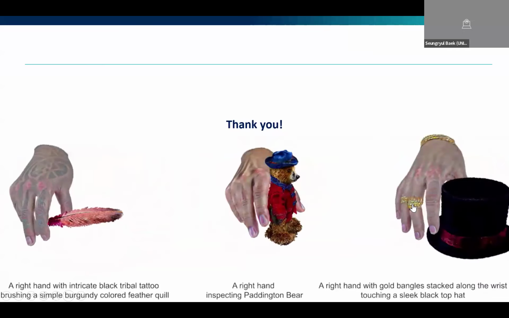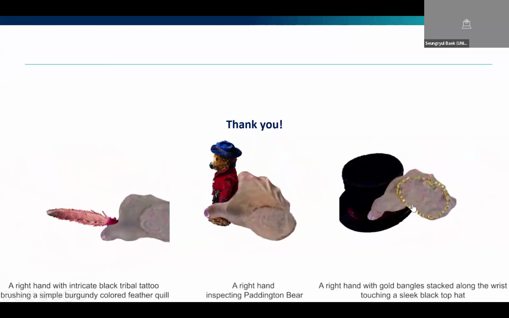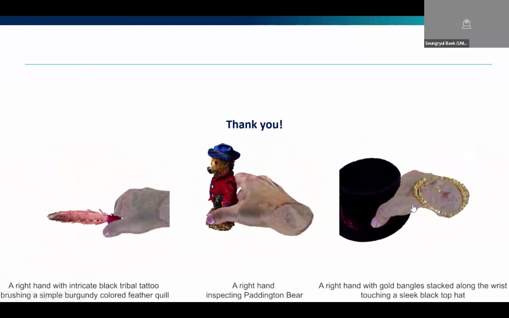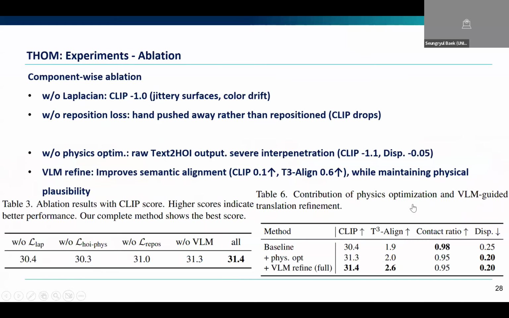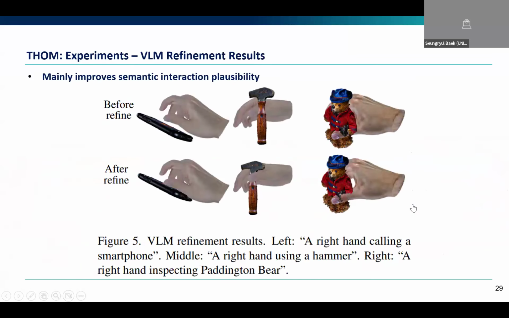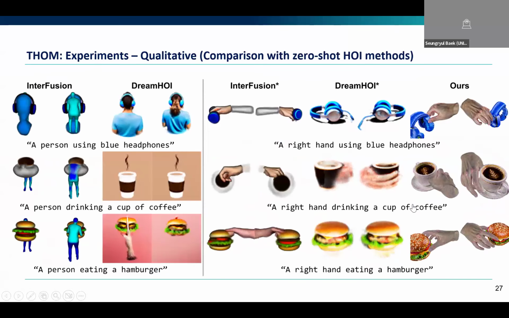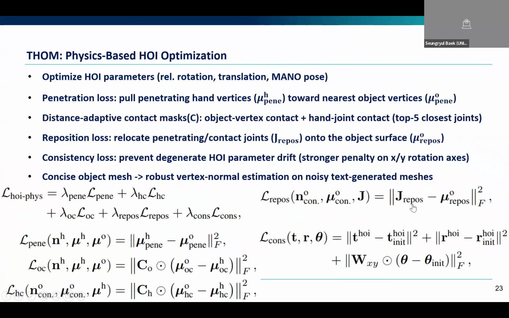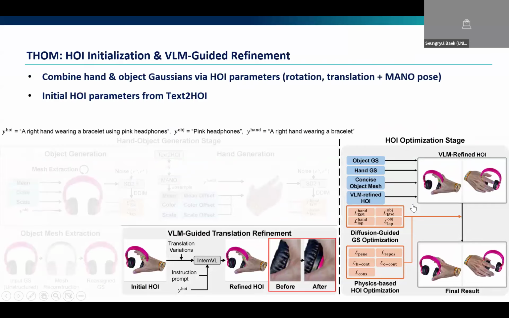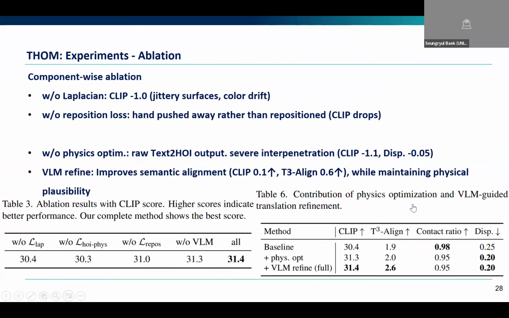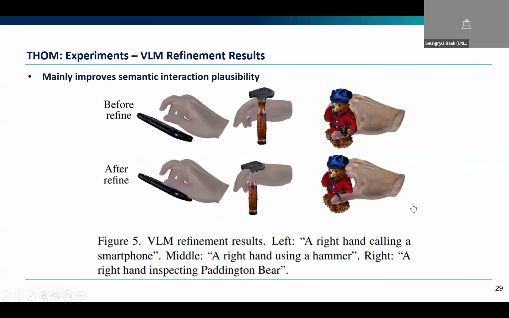Okay, I have one question. Regarding the VLM refinement, are you getting the gradient from the VLM, or just picking the best one among the samples? Why not do that?